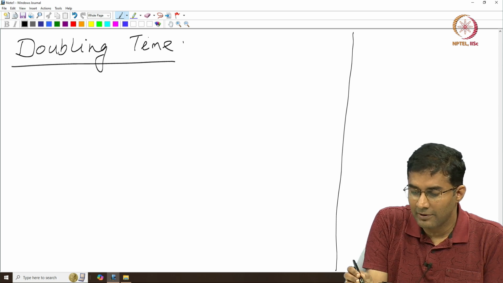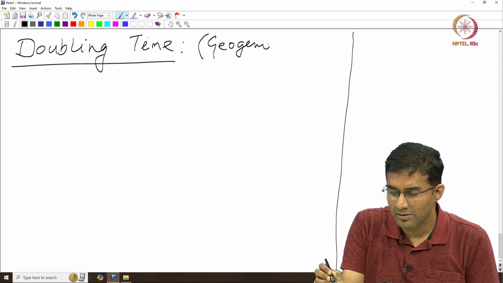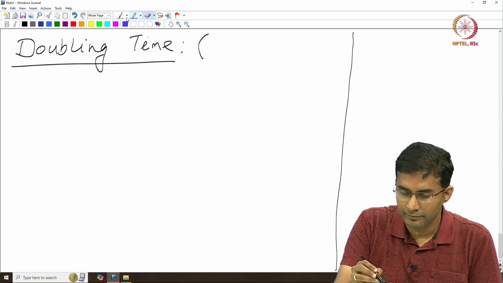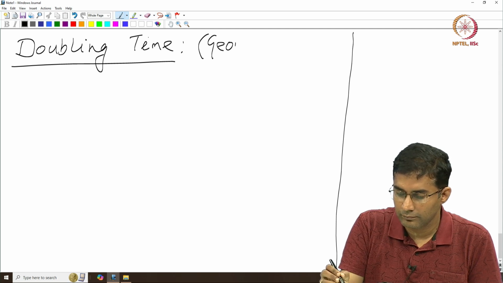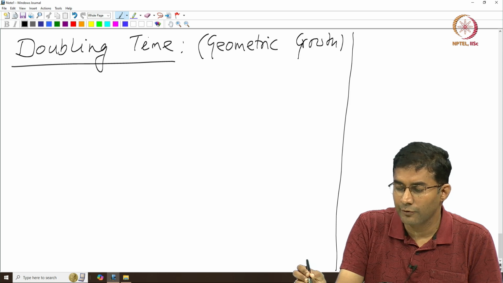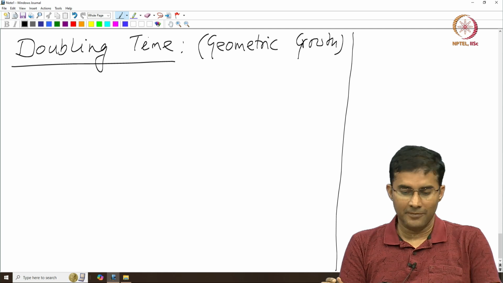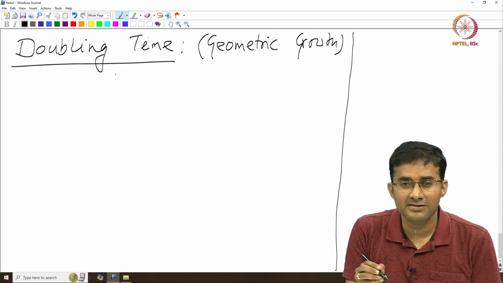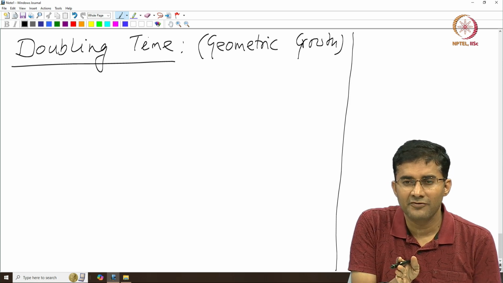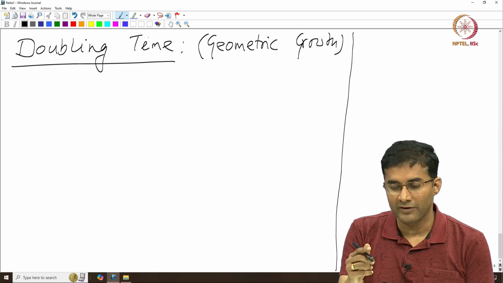So I am going to talk about doubling time, specifically in the context of geometric growth. Remember that I am using the word geometric growth to mean exponential growth, but with discrete generations. Now let us understand what doubling time is in a general context. In the previous examples of cell division, 1 generation was the doubling time. That need not always be the case.